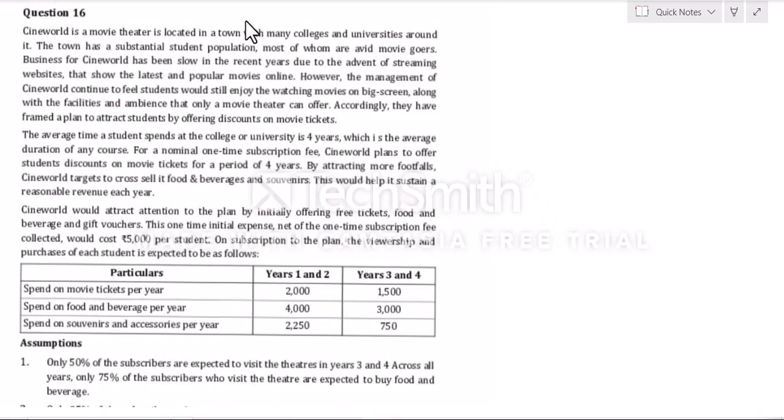Cineworld is a movie theater located in a town with many colleges and universities around it. The town has a substantial student population, most of them avid moviegoers. The business of Cineworld has been slow in recent years due to the advent of streaming websites that show the latest popular movies online. However, the management of Cineworld continues to feel students would still enjoy watching movies on the big screen, along with facilities and ambience that only a movie theater can offer. Accordingly, they have framed a plan to attract students by offering discounts on movies.